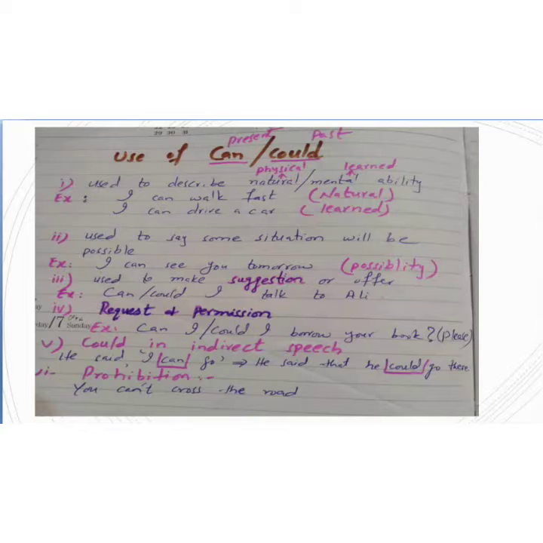It can alternatively be changed into could. I could walk fast and I could drive a car. According to the present and past tense, we can change can alternatively into could.